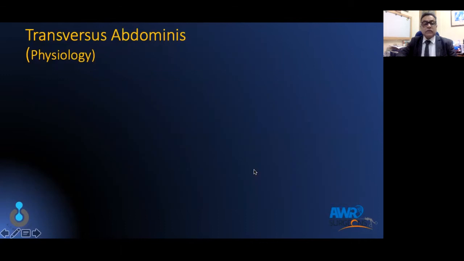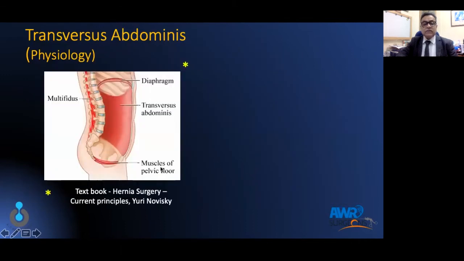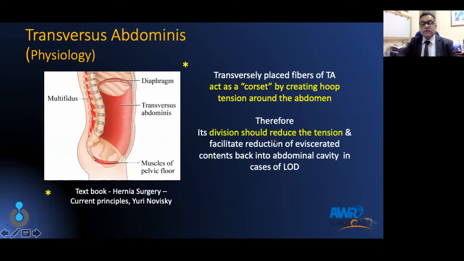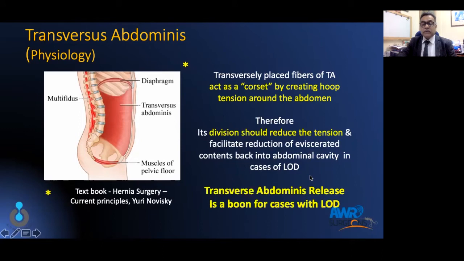That is very obvious if we see this diagram, again from the same textbook of hernia surgery, Current Principles. The transverse abdominis muscle has transverse fibers, and these fibers act as a corset by creating a hoop tension around the abdomen. Going by this, it is obvious that division of this should reduce the tension. The moment we divide the transverse abdominis muscle, the tension inside the abdominal cavity reduces, and it can accommodate more and more of the eviscerated viscera. That is what we need in patients with loss of domain. So transverse abdominis release is a boon for cases with loss of domain.